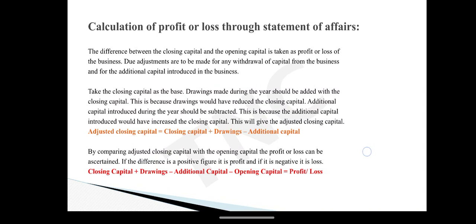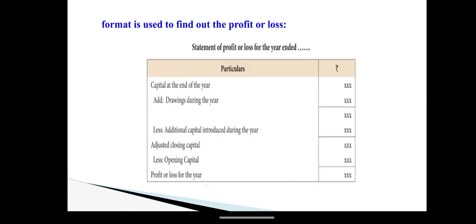Take the closing capital as the base. Drawings made during the year should be added to the closing capital. This is because drawings would have reduced the closing capital. Additional capital introduced during the year should be subtracted. This is because the additional capital introduced would have increased the closing capital. This will give the adjusted capital. Adjusted closing capital equals closing capital plus drawings minus additional capital.